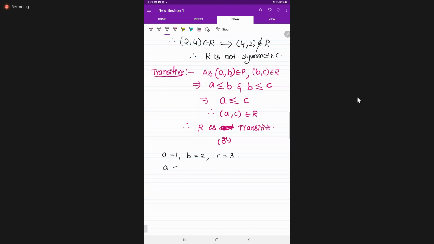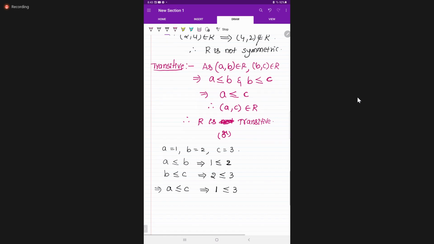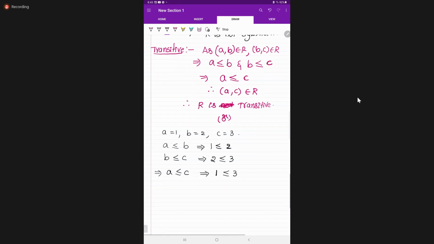So what is the condition we have? a is less than or equal to b. 1 is less than or equal to 2. Is it correct or not? Yes, ma'am. Next, b is less than or equal to c means 2 is less than or equal to 3. Is it correct or not? Yes, ma'am. That implies a is less than or equal to c, means 1 is less than or equal to 3. Any doubts, students? No, ma'am.